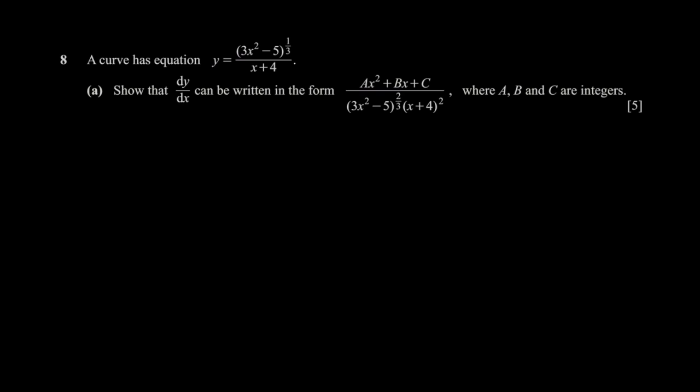Okay, then question 8. A curve has got this particular equation here. We want to show that dy dx, the derivative of this, can be written in this form here, where a, b, and c are integers. Okay, look, this thing here is a quotient rule. And the reason is because we've got one function, this guy on the top, divided by another function on the bottom. Now, what is the quotient rule?